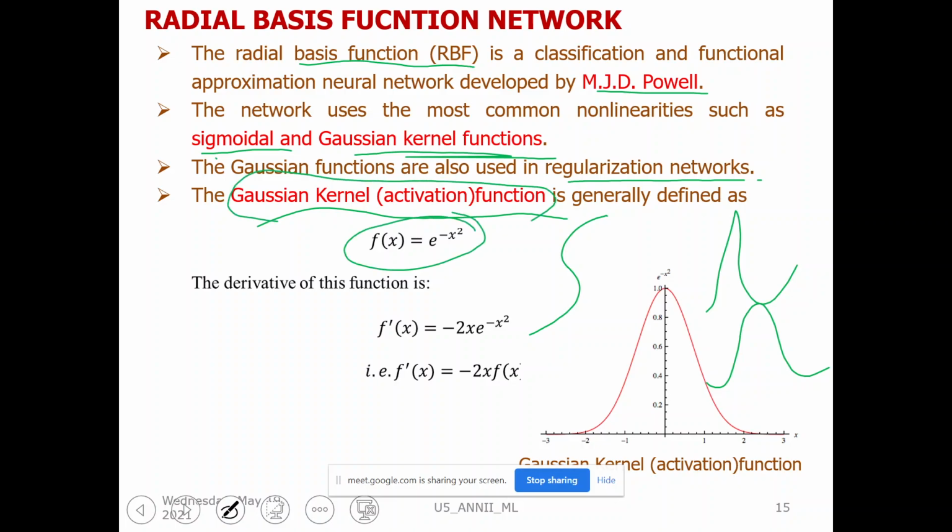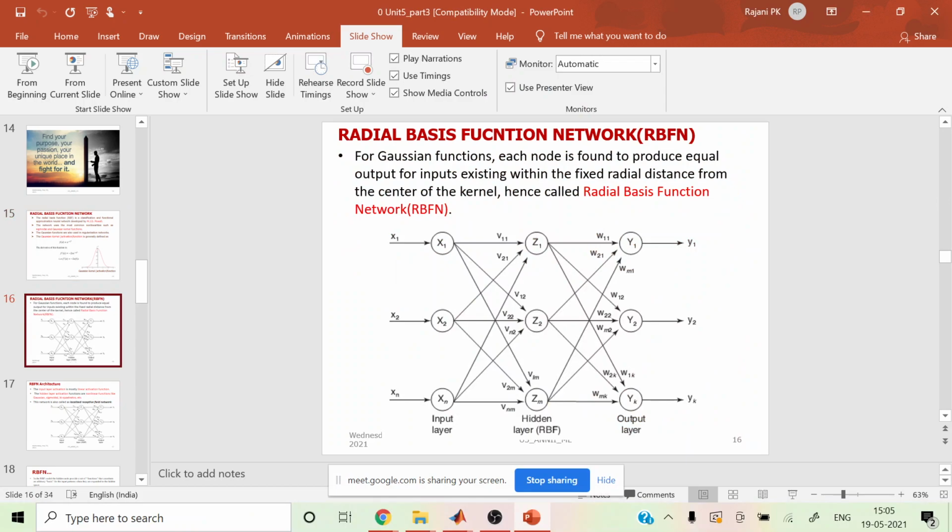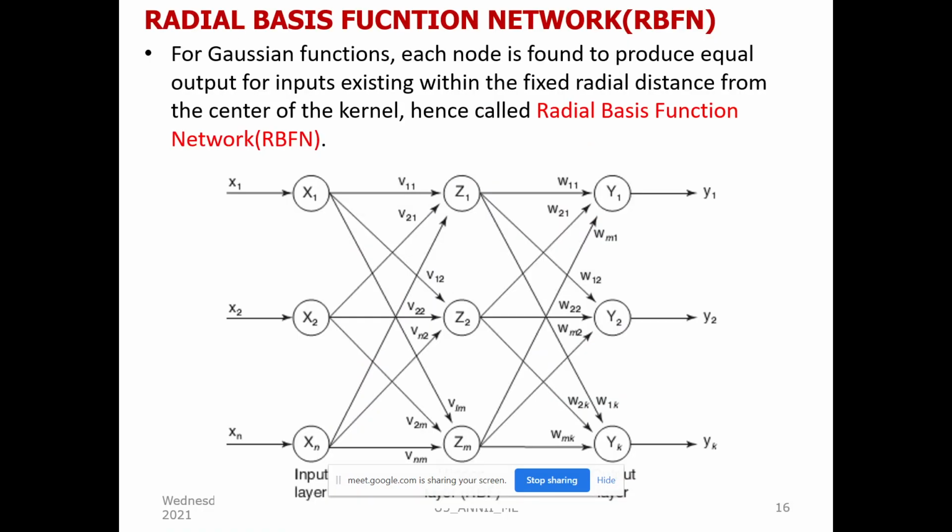The function is f of x equal to e raised to minus x square, and its derivative is f dash x, which is minus 2x into e raised to minus x square. So it should be x, it is the same thing. Since e raised to minus x square is f of x, the derivative will be minus 2x into f of x. This way you can understand what the kernel is.